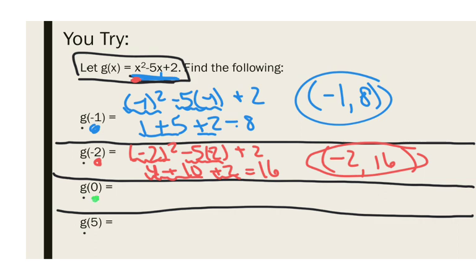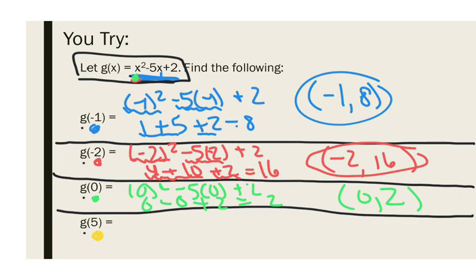All right, the next one's 0 though. So in place of that x, this time we're putting 0. So 0 squared minus 5 times 0 plus 2. So 0 squared is 0. 5 times 0 is 0. Bring down that plus 2. So 0 minus 0 plus 2 is just 2. Your ordered pair here, your x was 0. Your y is your answer, which is 2.